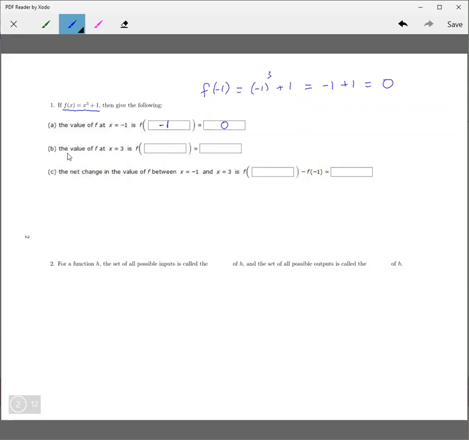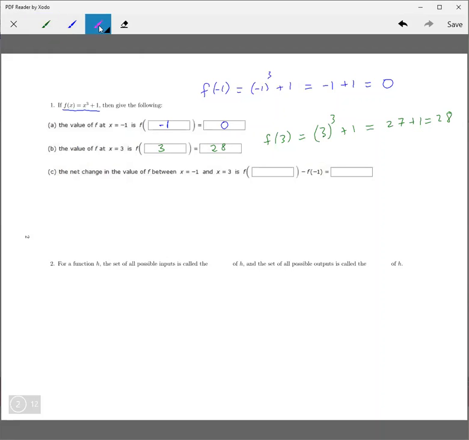Okay, and then the value at x equals 3. That would be f of 3. And so you're looking at f of 3. And that x got replaced with the 3 this time. So that means this x gets replaced with a 3 also. And I like to put parentheses around whatever I'm replacing. So that's 27 plus 1, or 28. Okay, so that's going to be 28.